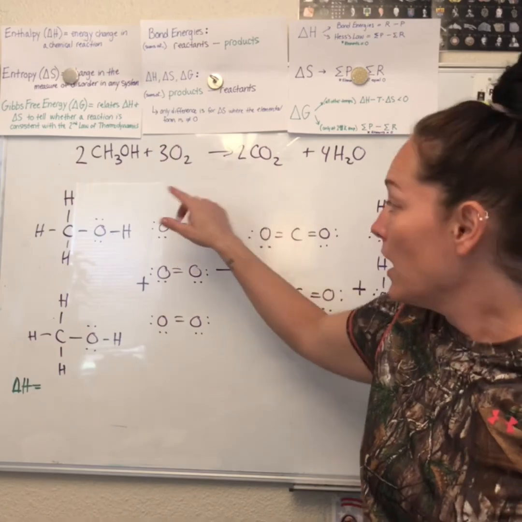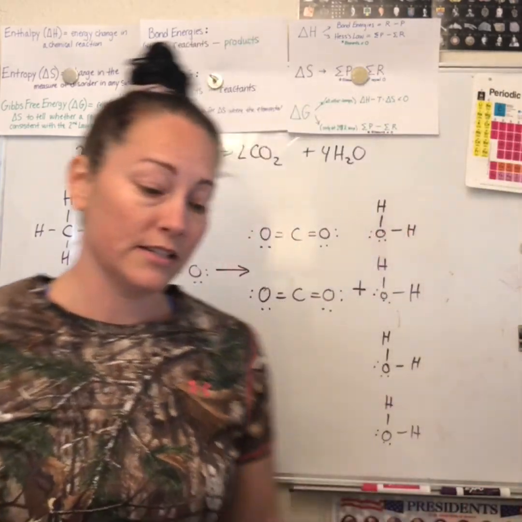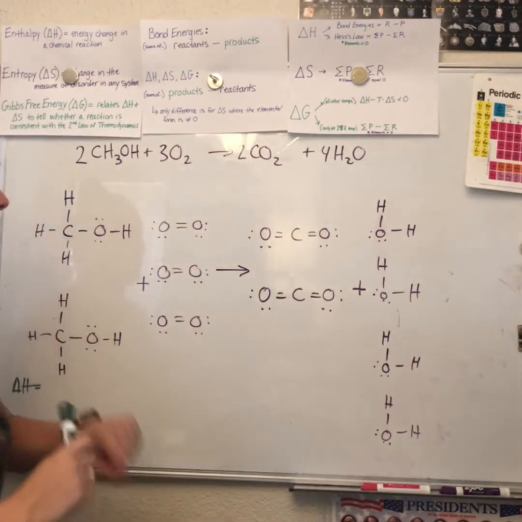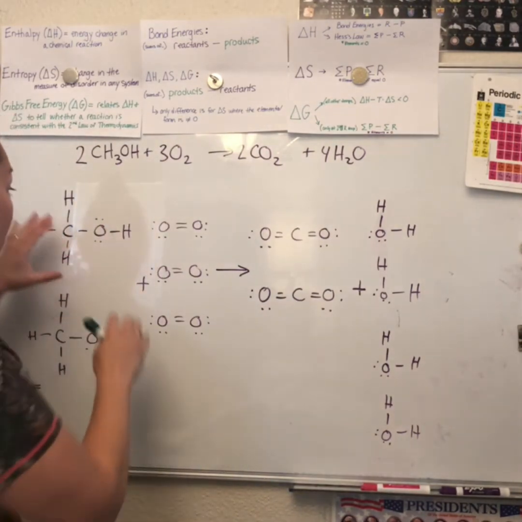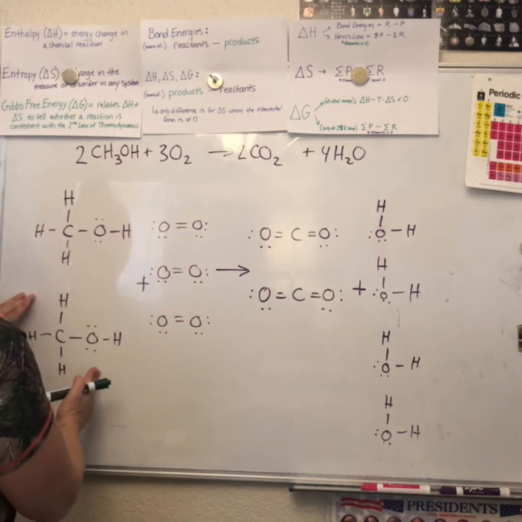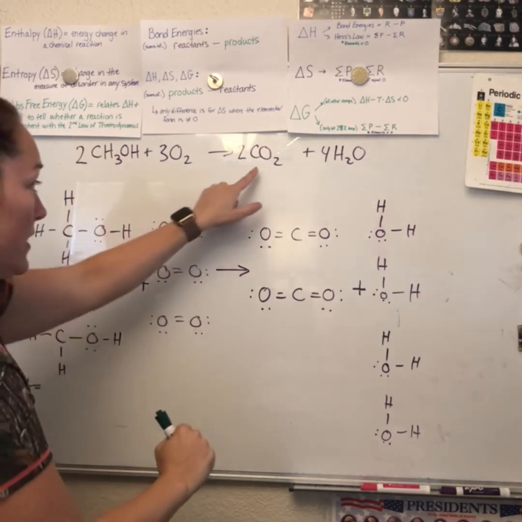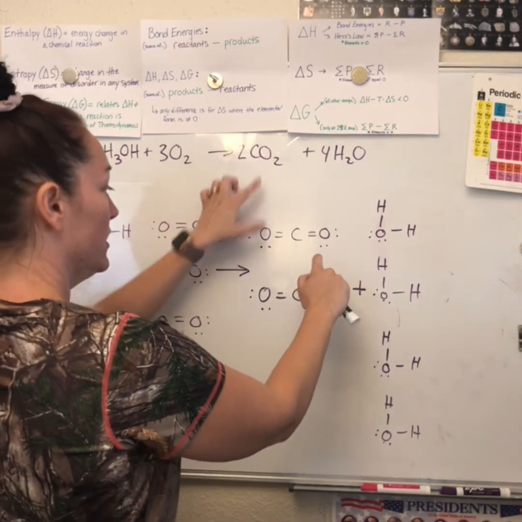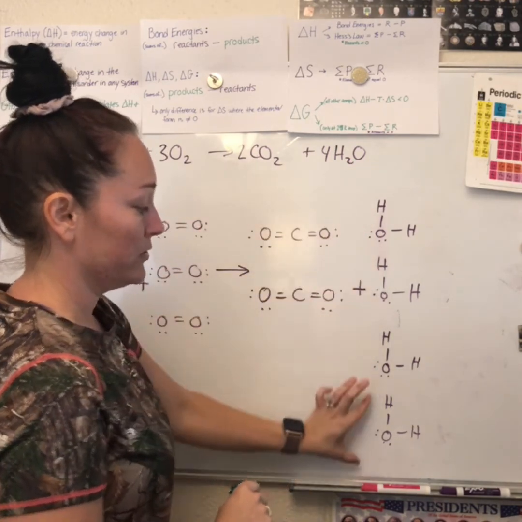So I went ahead and balanced it. I'm assuming you already know how to do that. That's stuff you've already done. So we balanced it, and then I went ahead and drew out the bonds, the Lewis structures, okay? So I've got 2 of these guys, 1, 2, plus 3 of these, 1, 2, 3. And then on this side, I've got 2 of these molecules, and I've got 4 of these water molecules, okay?